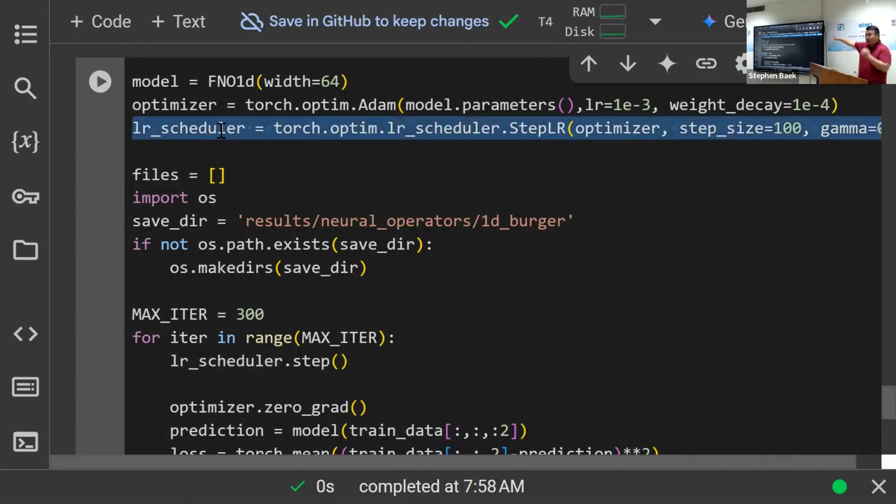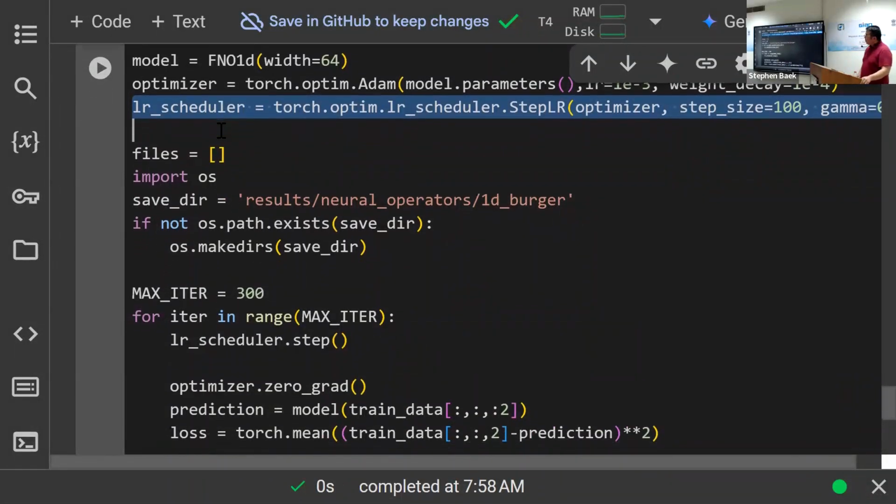If you want to ignore this, feel free to ignore it. Actually, the learning rate scheduler in this particular example is not that critical, but I thought I would introduce the learning rate scheduler so that you know how to use it.